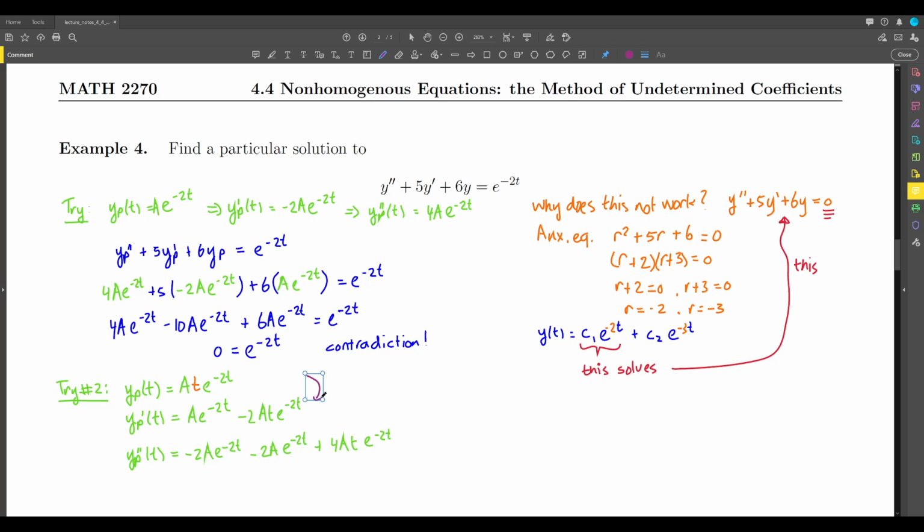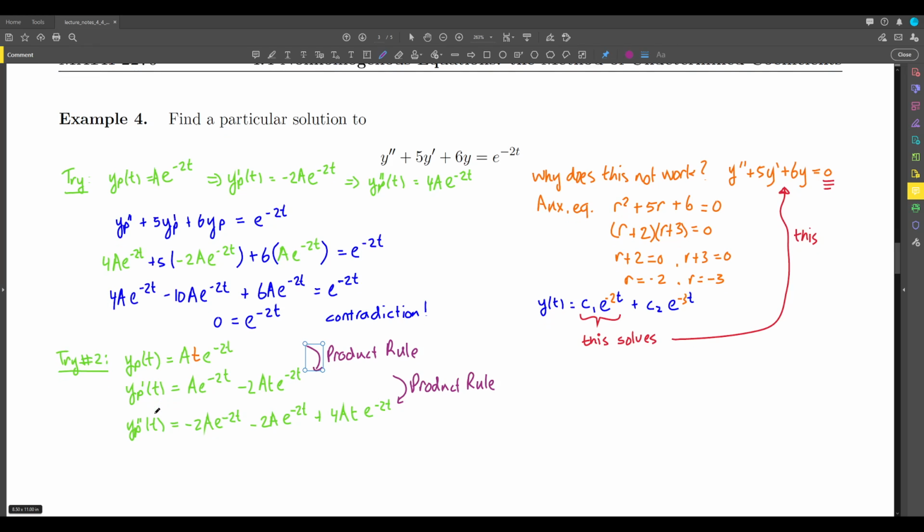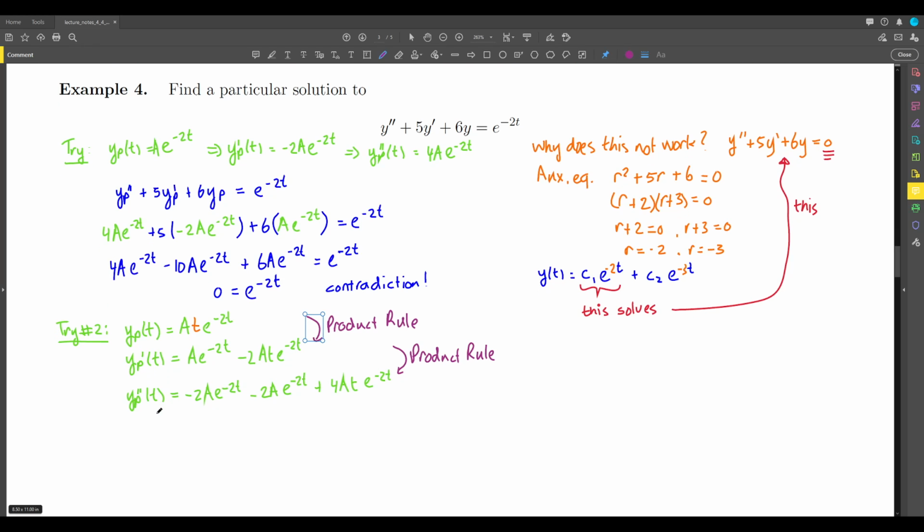So product rule, and then another product rule. Now, this is going to get a little bit messy, but if we keep track of our coefficients, we should be able to take this to the finish line.